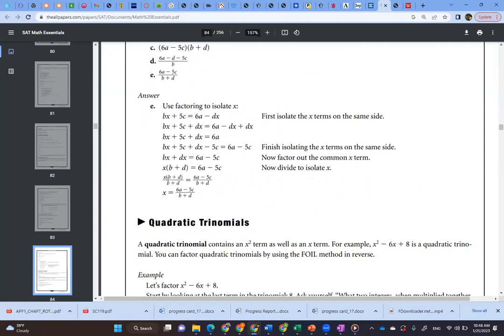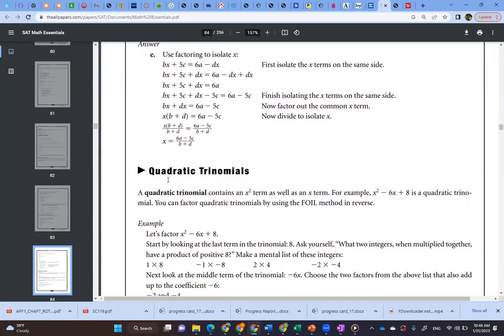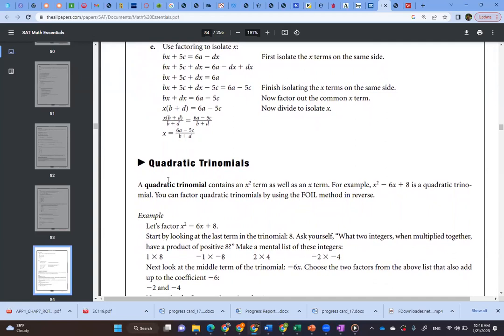Quadratic trinomial. Okay, this is the last technique we're gonna take today, or last theory in algebra. A quadratic trinomial contains an x squared term as well as an x term. So if you have quadratic, you have x squared and x. X squared minus 6x plus 8 is a quadratic trinomial. You can factor a quadratic trinomial by using the FOIL method in reverse.